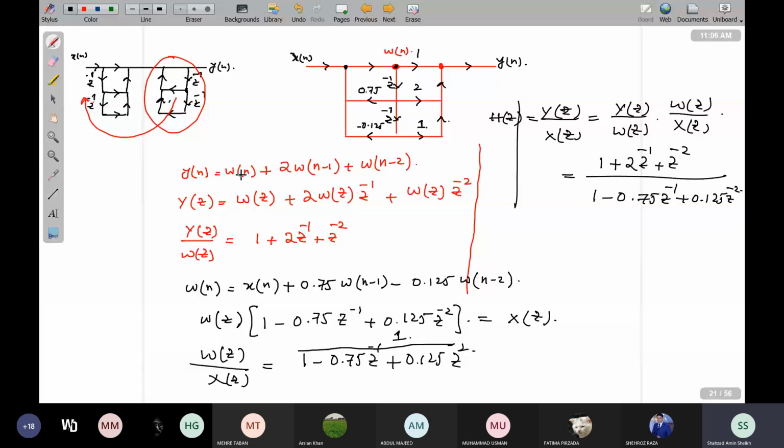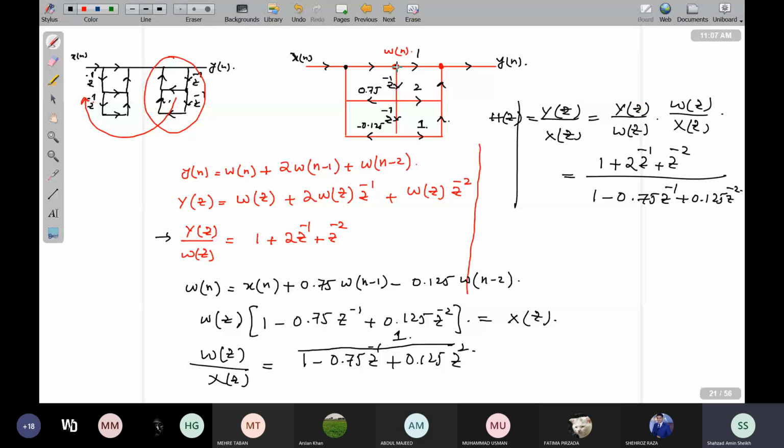Y of z will be equal to W of z plus 2 W of z z minus 1 plus W of z z minus 2, and I will be getting the transfer function of this portion only, the feed forward portion only, as y of z is the output and w of z is the input. Y of z over W of z would be equal to the numerator, 1 plus 2 z inverse plus z minus 2.